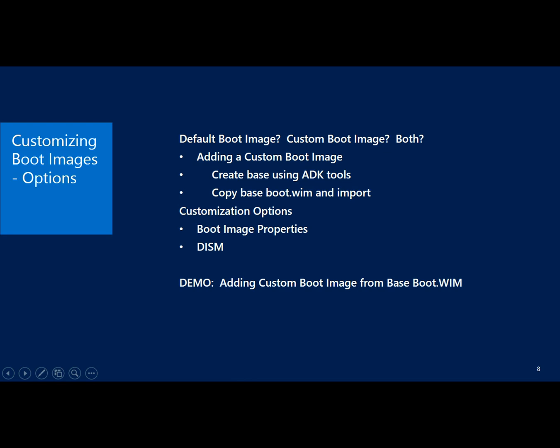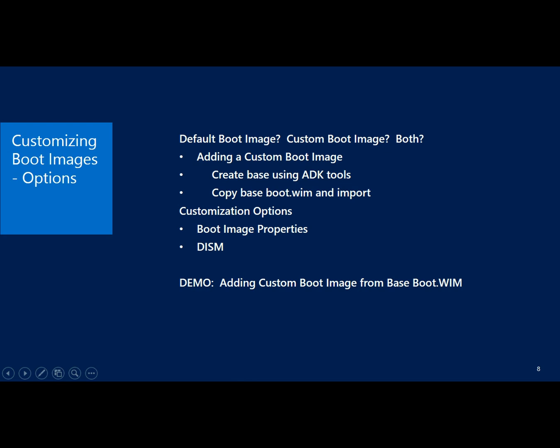And maybe not even use your default boot images in the environment. Maybe they're just there as a starting point, right? So if you want to create a custom boot image, how do you add one? Well, there's a couple of ways. One, you can go to the ADK directly. You can create a brand new Windows PE default image and then add it to the console and start to customize it from there. That's one way.